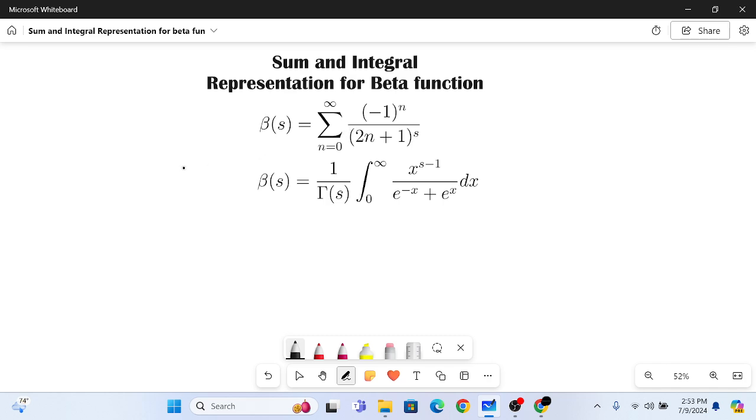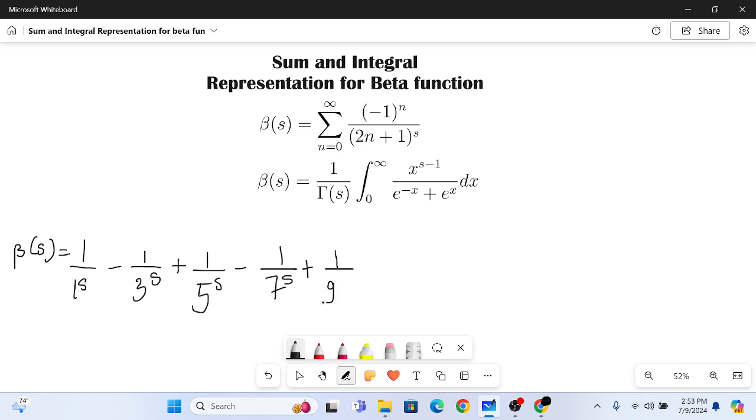definition is a definition. Yeah, so we know that the beta function of s is defined in this way: 1 by 1 to the power s minus 1 by 3 to the power s plus 1 by 5 to the power s minus 1 by 7 to the power s and plus 1 by 9 to the power s, and so on. This sum cannot really be found using the zeta function, so that's why this is defined as its own sum with a new variable, beta.